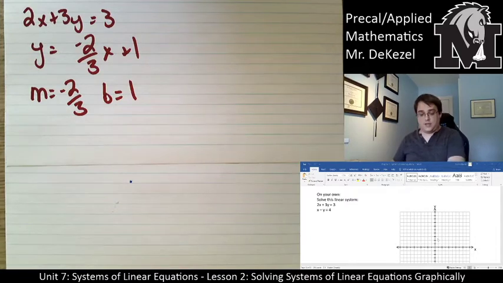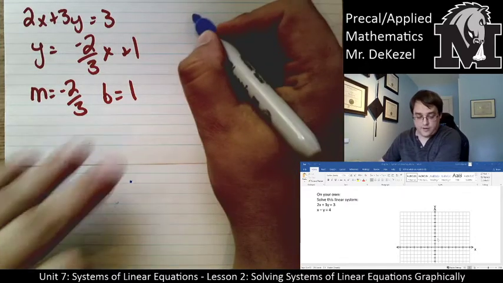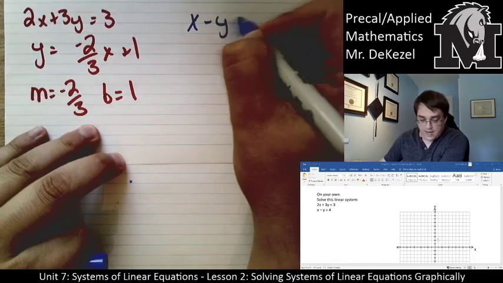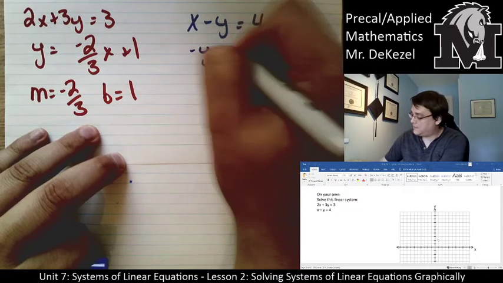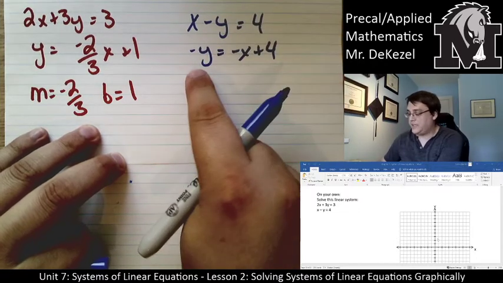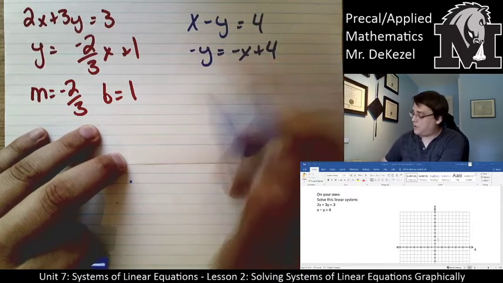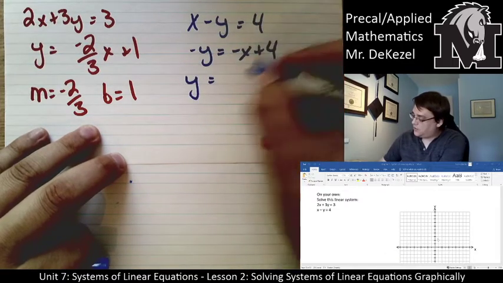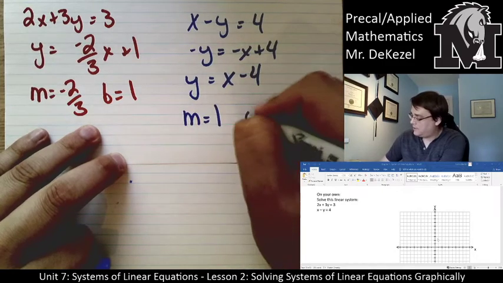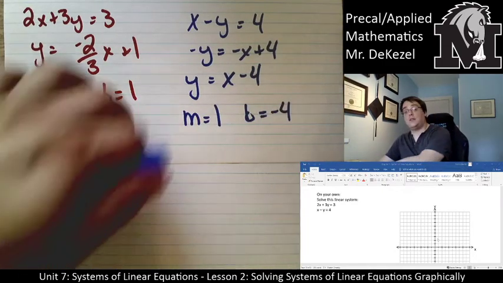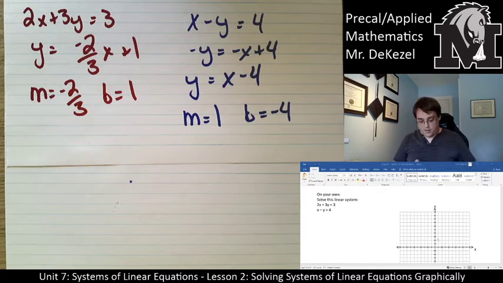And we'll do our other equation, which is a lot more straightforward. x minus y is equal to 4. Move the x over. Negative y is equal to negative x plus 4. We need to flip this around because we can't have a negative y. So y is equal to x minus 4. So the slope is equal to 1. The y-intercept is equal to negative 4. Now that we have those two equations and those two pieces of information for each, we can graph it.